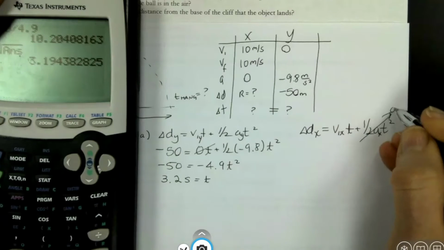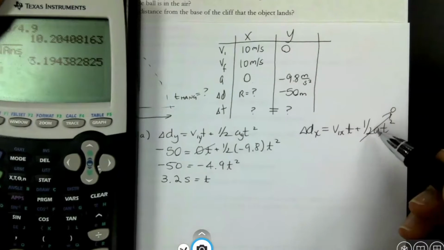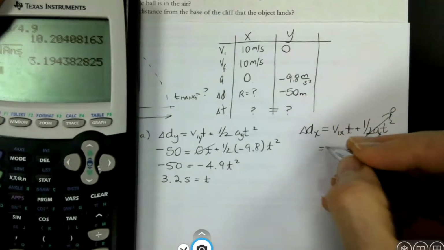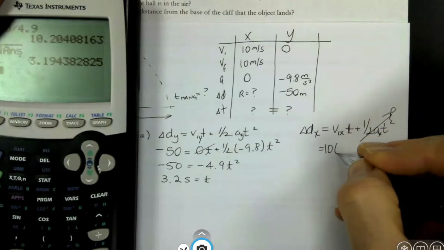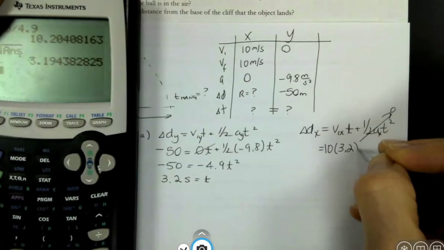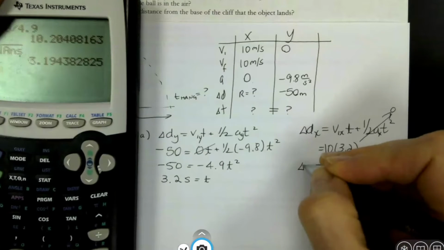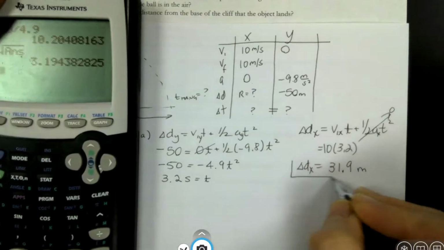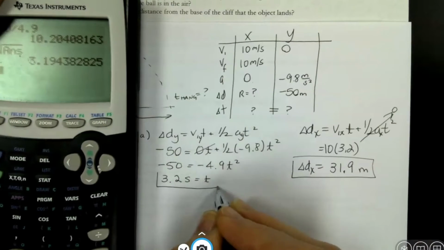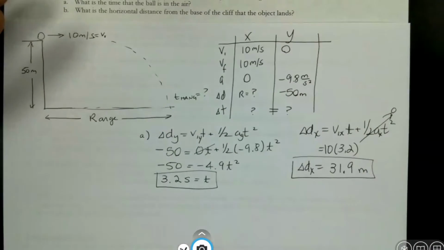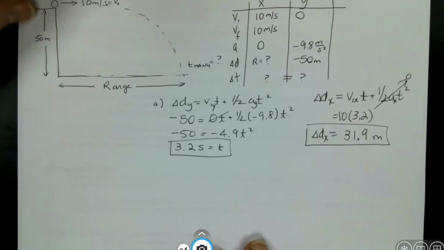Then, to find the range, or the dx, it's v initial x times t plus 1/2 a t squared. Since acceleration is 0 here, that goes away, and you can just plug in 10 times the time that you just got, and you'll get 31.9 meters. Or 32. You can put 32.0, that's fine as well.